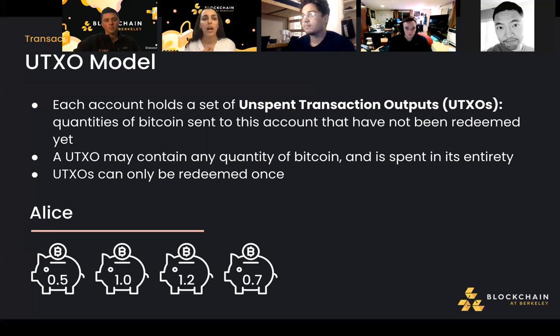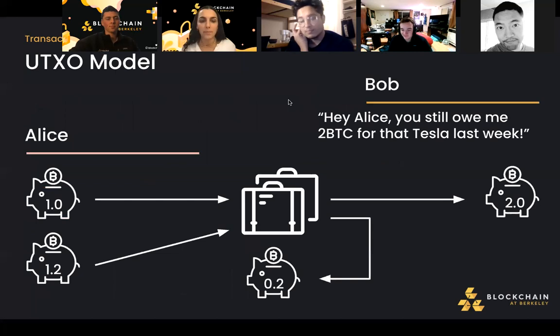And so this kind of elucidates the idea that it has to be spent in its entirety, and it can also only be redeemed once. So the second you open up that UTXO, that UTXO is gone. You need to create new UTXOs now. And so you can spend those UTXOs, you can send them to new people, or you can send them back to yourself. And so in the next slide, we'll go over that in a little more detail.